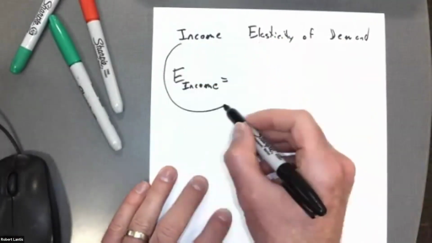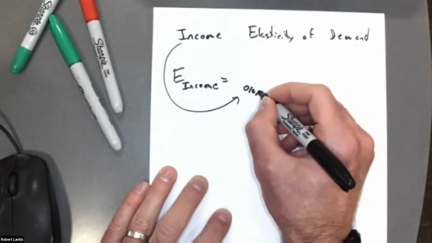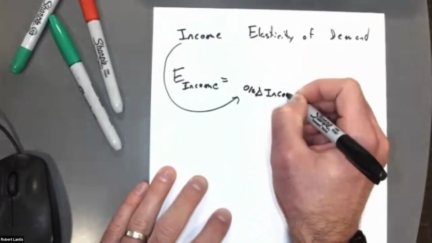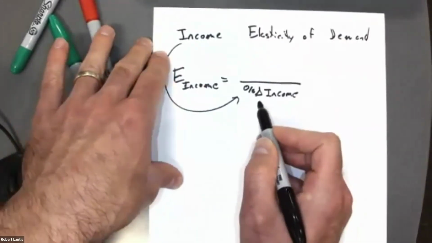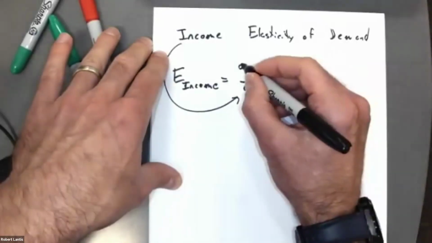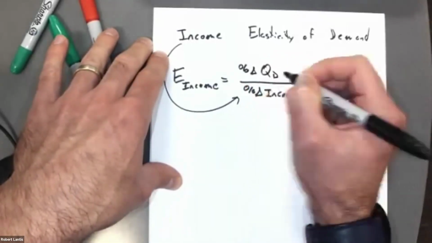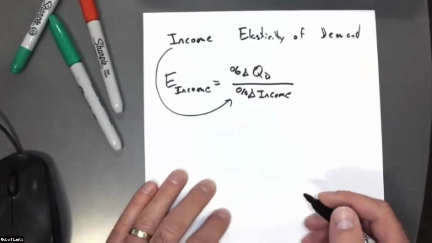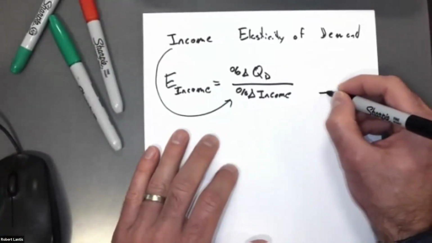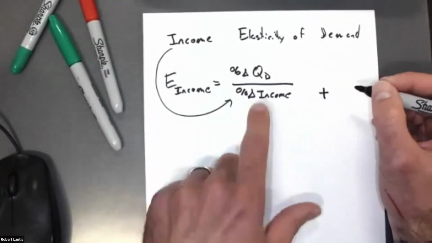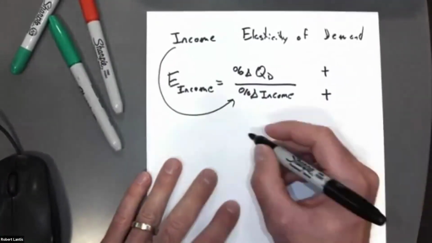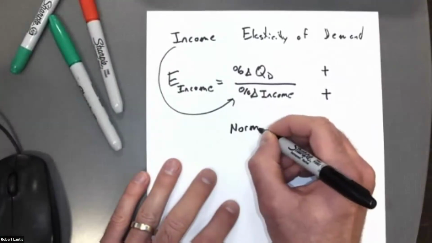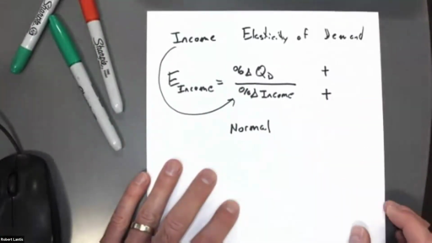So the thing in my denominator is the initial thing that's changing. My income is changing, so a percent change in income goes in my denominator. How is demand responding to that? Or what is the percentage change in my quantity demanded? So if income goes up, and as a result, people buy more of something, we would say that is a normal good.